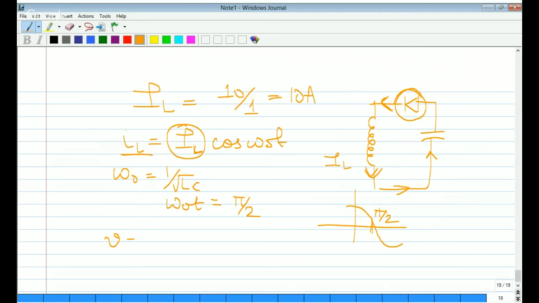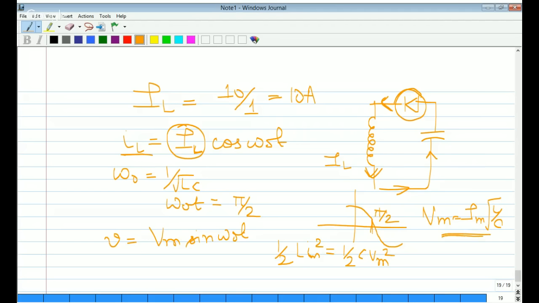What is the capacitor voltage? Capacitor voltage would be Vm sine omega naught t. What is this maximum voltage? That can easily be found. Half Li square is equal to half Cv square, or Im square. So Vm will be Im under root L by C.